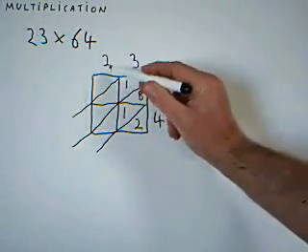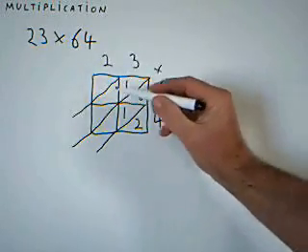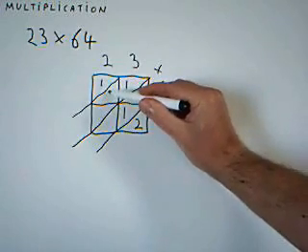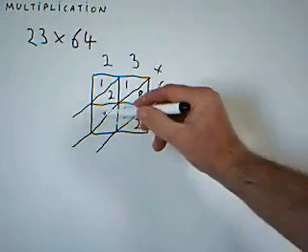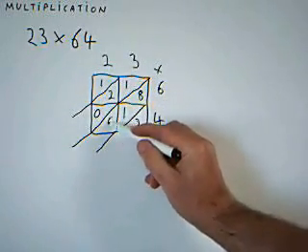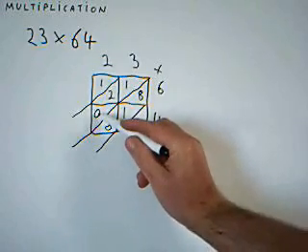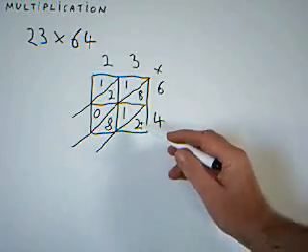Next one, this box here. 6 times 2 is 12. And this one, 4 times 2 is 8. You could leave that blank, but I think it's better to put a 0 there. Next thing to do is add up the diagonals.